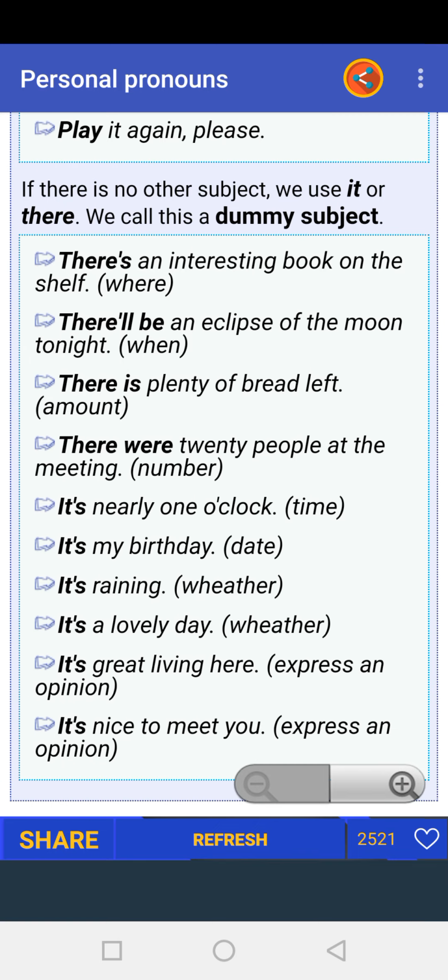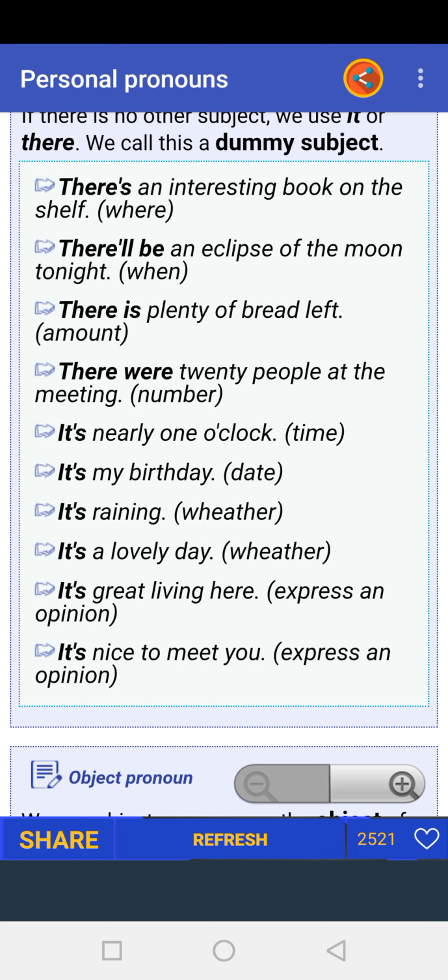If there is no other subject, we use it or there. We call this a dummy subject. For example, there's an interesting book on the shelf. Here we express where is the book. There's an interesting book on the shelf. There'll be an eclipse of the moon tonight. So here, when.